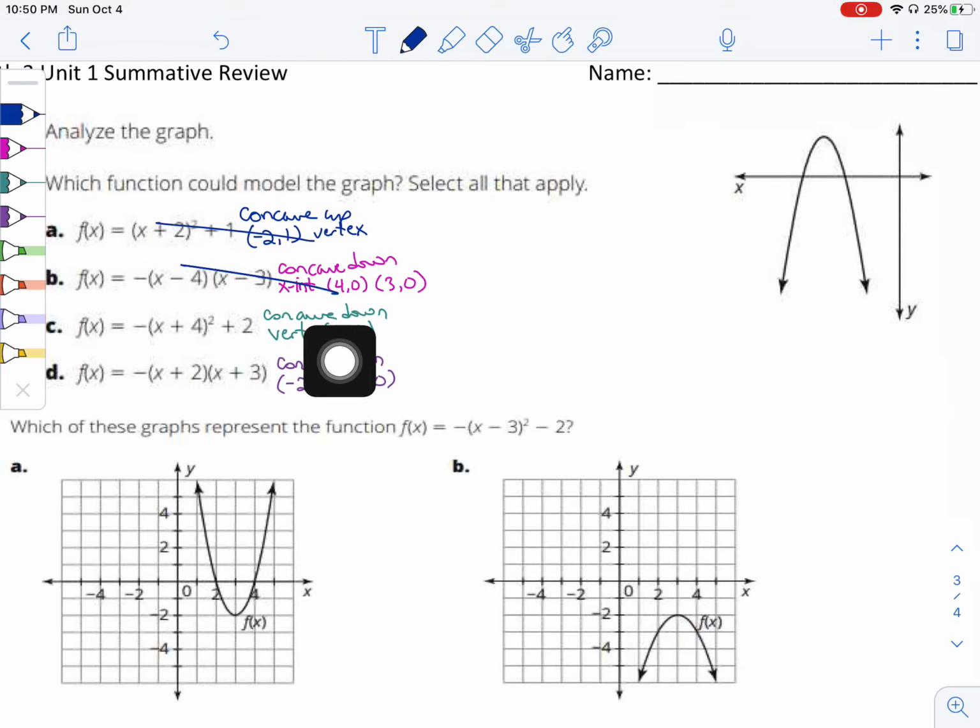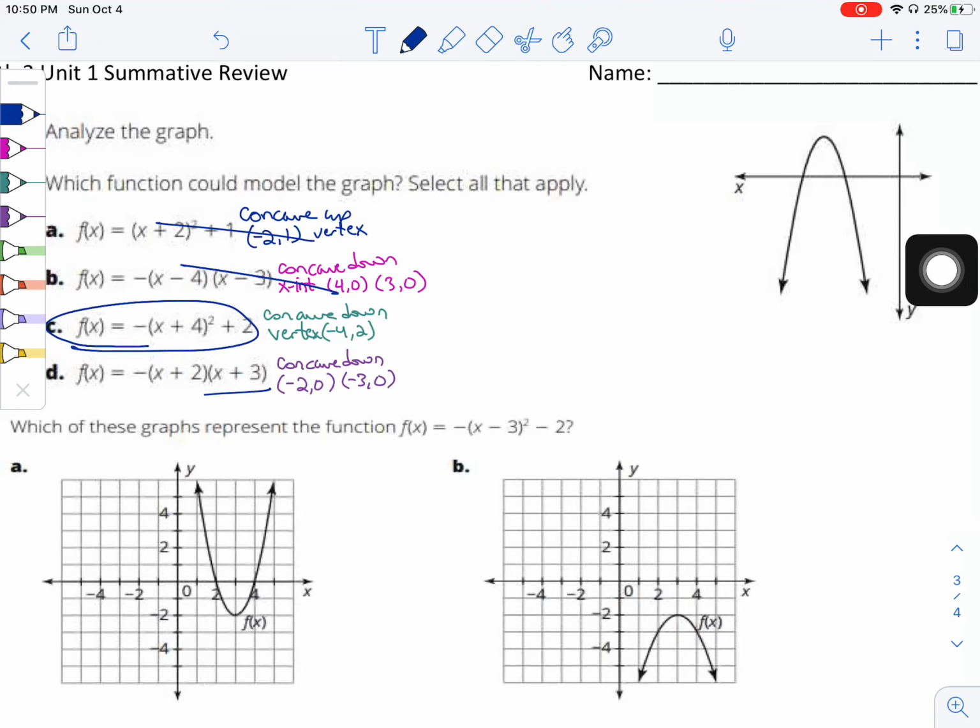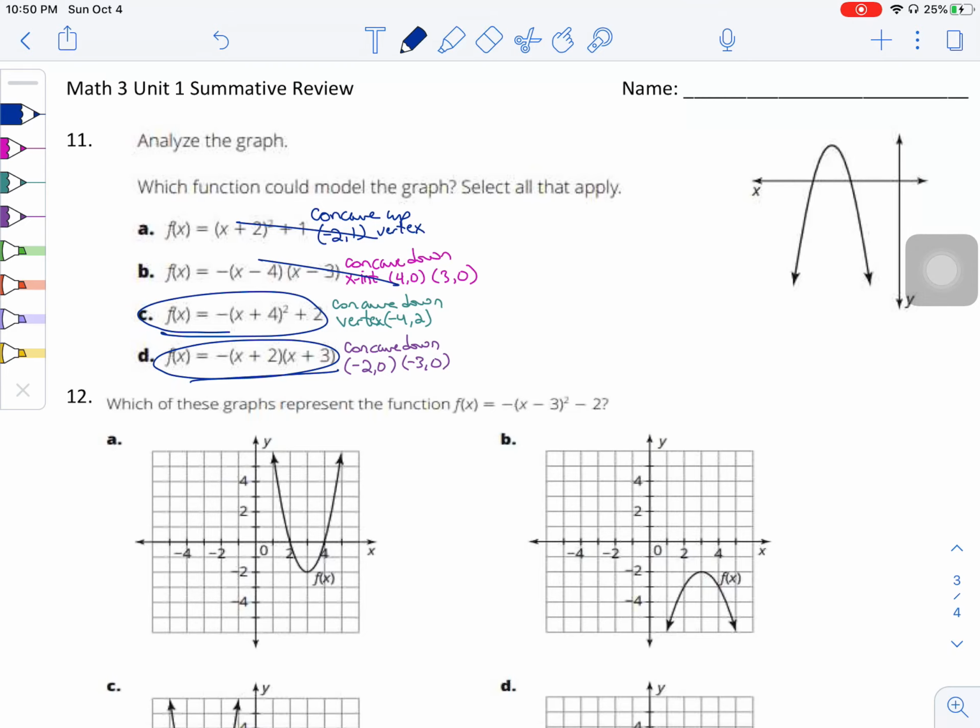All right, so concave down and the vertex is -4, 2. If I start at the origin, I could say that this is -4, +2. So yeah, part C could be a possible solution. And then part D is concave down with x-intercepts of -2, 0 and -3, 0. Could this be -2 and that be -3? Sure could. This is another possible answer. So for problem 11, both part C and part D could possibly model that graph.